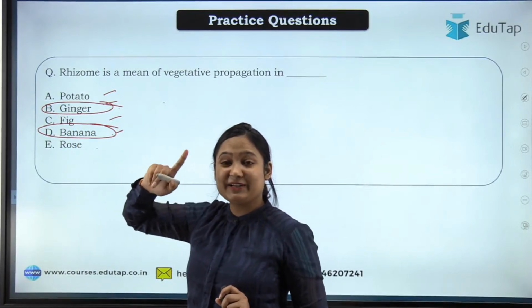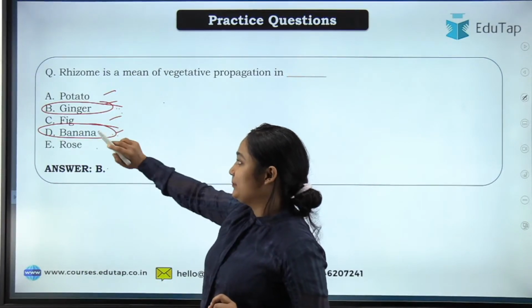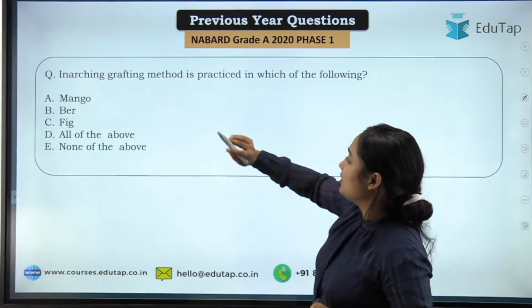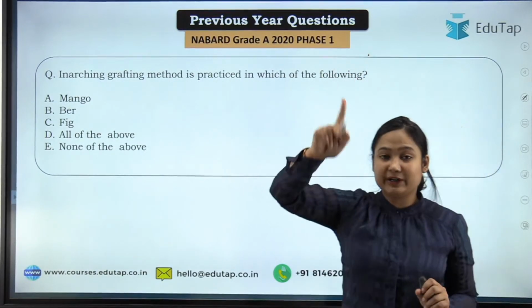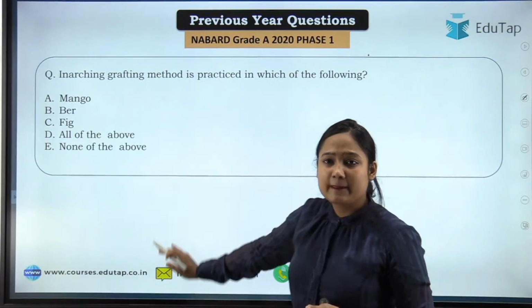Urmila has given the correct answer now. In the option I have written B, but it will be B and D. Now moving to the eye of potato, which is useful for grafting, that we have discussed. This is your homework question that you will have to attempt. PYQ, what kind of PYQ can be there? Quite easy and quite simple.